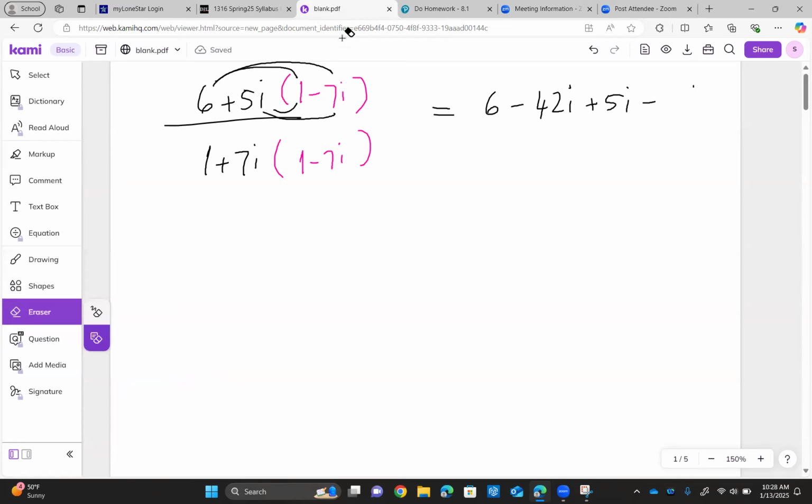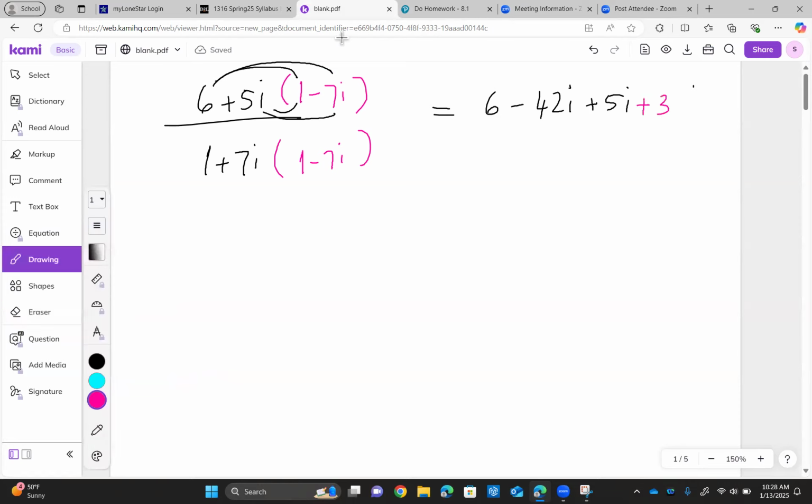Simply, this tells me that whenever I need to multiply a positive 5i by negative 7i, whatever the sign I'm receiving, I will just switch it and I will just multiply the numbers 5 times 7, and then I will get the answer.